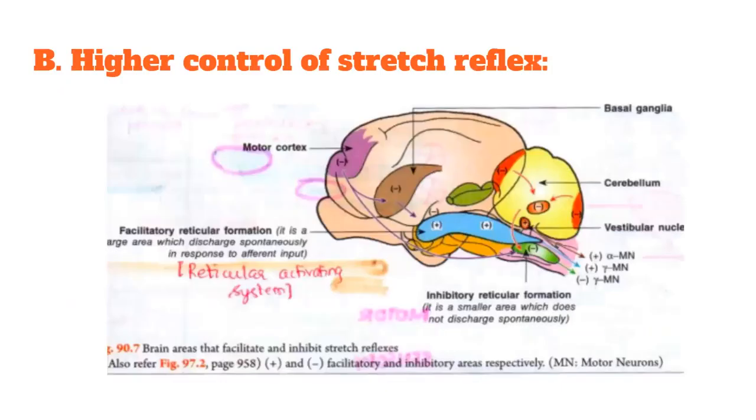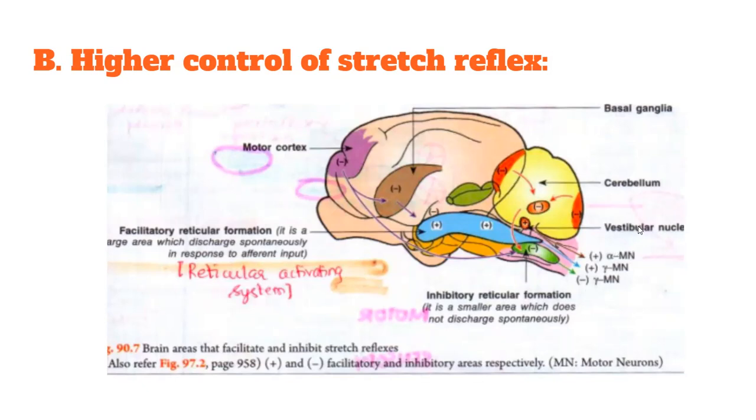So the higher control, I spoke about the gamma efferent. Gamma efferent is primarily higher control. There are many centers here, but there are only few activatory centers. There is only one activatory center, that is the facilitatory reticular formation. This increases the gamma discharge and the reflexes are hyperactive in this case. So there is a constant spontaneous discharge happening. There are many inhibitory centers, but this is the prime one. This is the only one which is an activatory center.